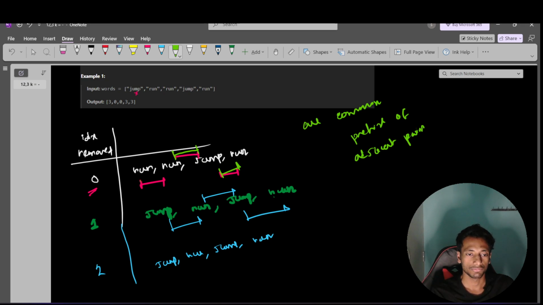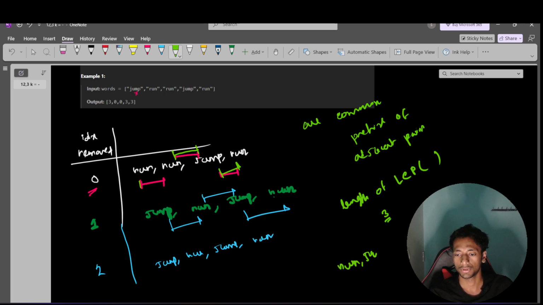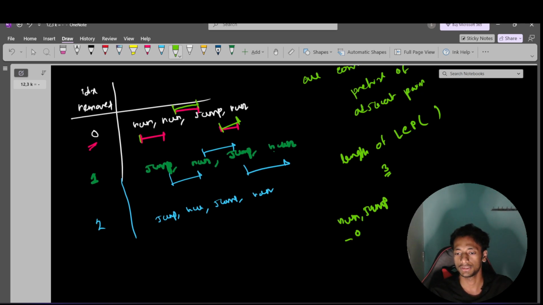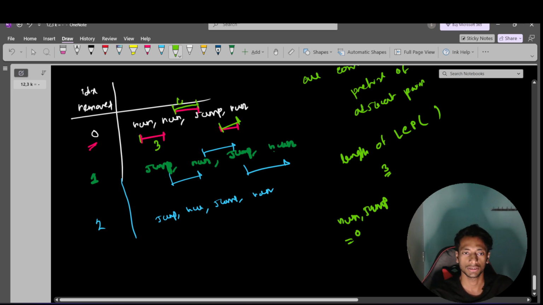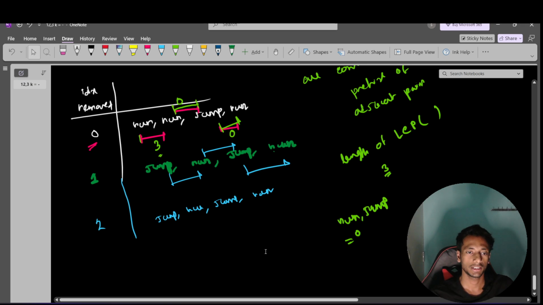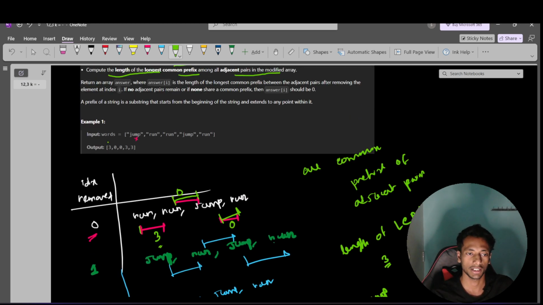For this first pair, run and run, what is the length of the longest common prefix? The length will be 3 because run and run are both equal. Next, for this pair run and jump, there is no common prefix, so the length will be 0. Here the length is 3, here it is 0, and for jump and run again it will be 0. Out of all these adjacent pairs, what is the maximum length? I got 3. So for index 0, answer 0 will be 3.